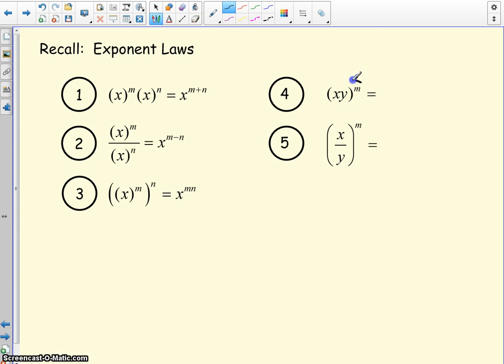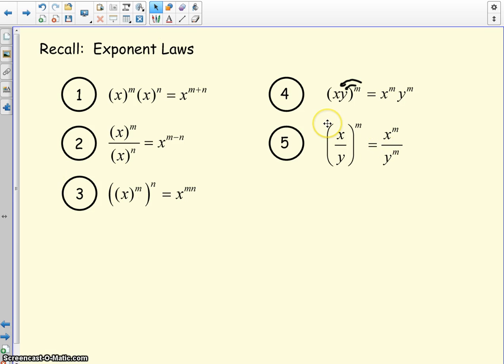If you had two values multiplied together, all to an exponent, the exponent would distribute. If you're going to distribute the m to both the x and the y, you would have x to the m, y to the m. Similarly, if you had a fraction or division of two things all to the same exponent, you distribute the exponent, so you have x to the m over y to the m. If you remember these rules, great.